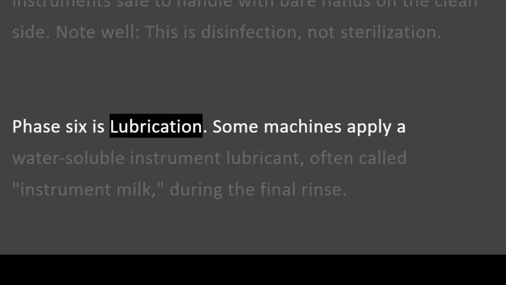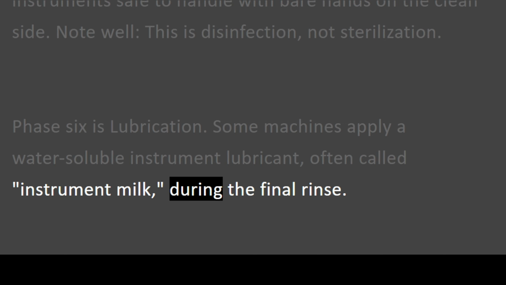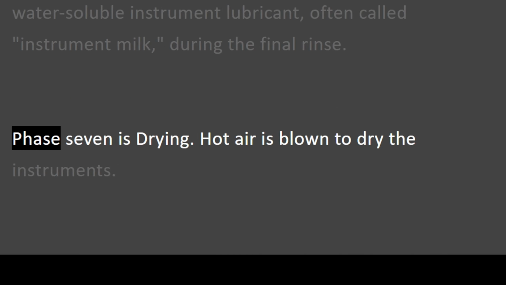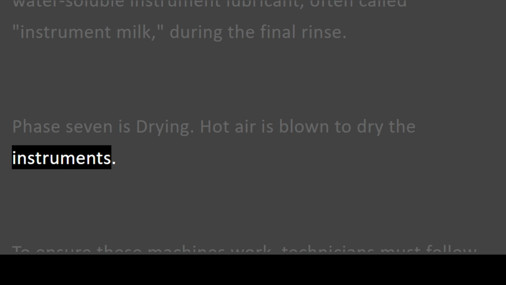Phase 6 is lubrication. Some machines apply a water-soluble instrument lubricant, often called instrument milk, during the final rinse. Phase 7 is drying. Hot air is blown to dry the instruments.